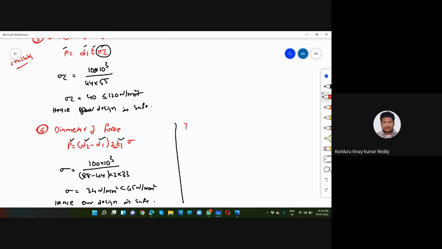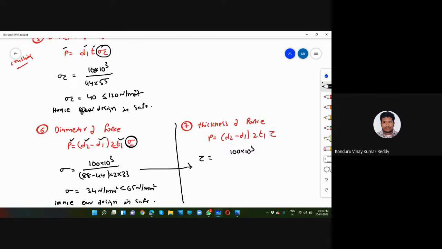Step number 6 and step number 7 are both the same, but in step 6 I have written diameter and here I will be writing thickness. Thickness of fork: the formula is the same, P is equal to (D2 minus D1) into 2T1. Instead of normal stress, here I will be writing shear stress. Thereby tau is equal to the same, 100 into 10 to the power of 3. Whatever I have written over there, I will write here, because there is only one change.